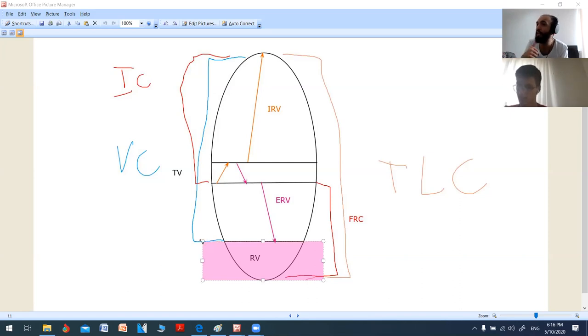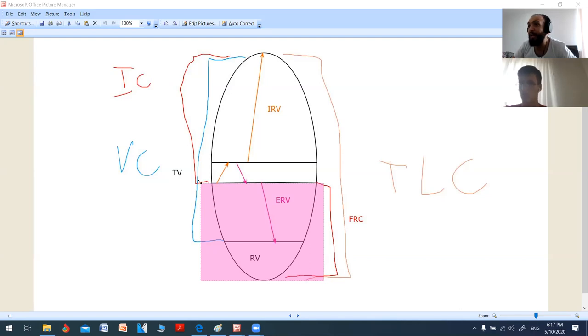And the air that remains in the lung after the maximum expiration is called? Residual volume, RV. Is it clear? So RV is the quantity of air that remains in the lung after I make a forced and maximum expiration. Is it clear? Okay.